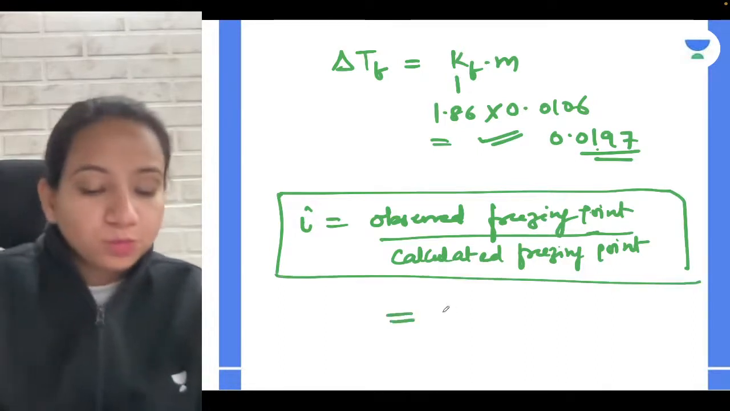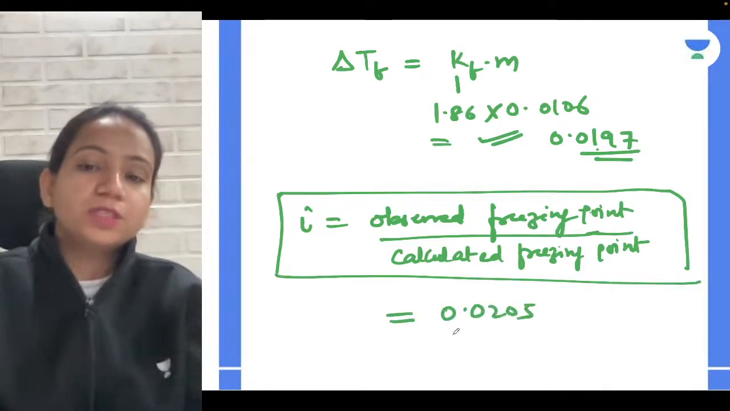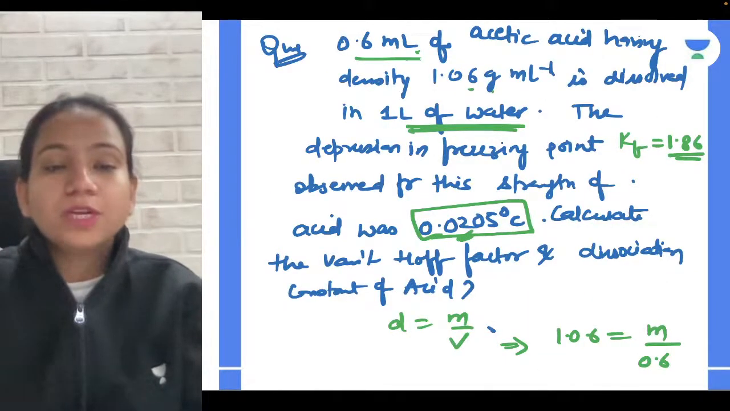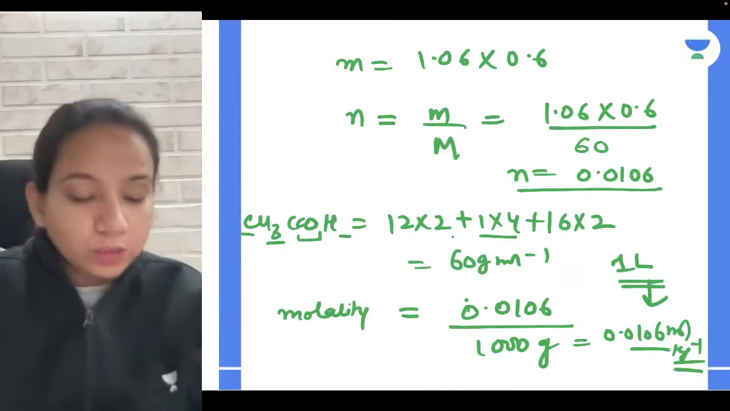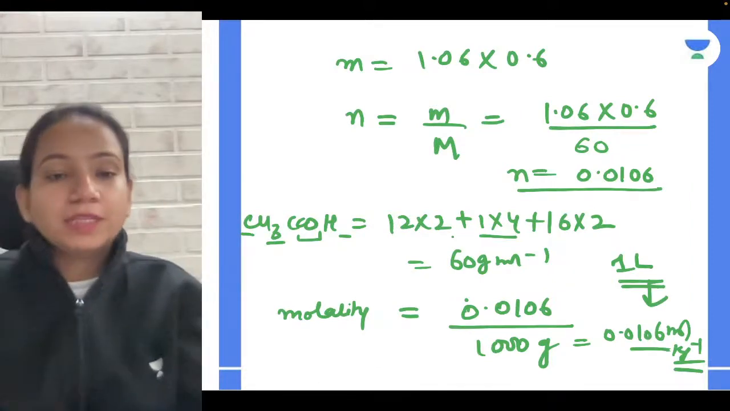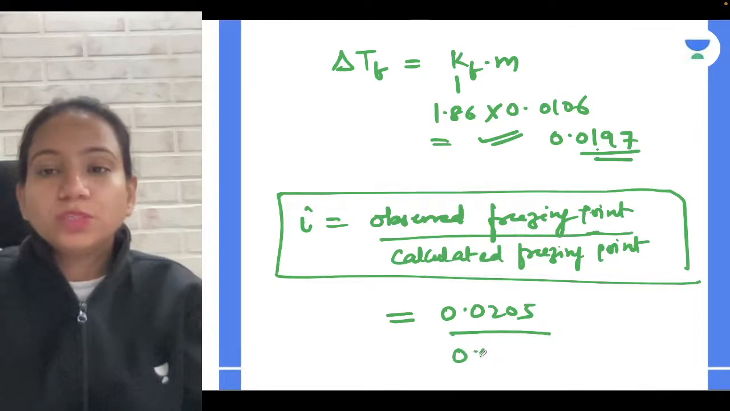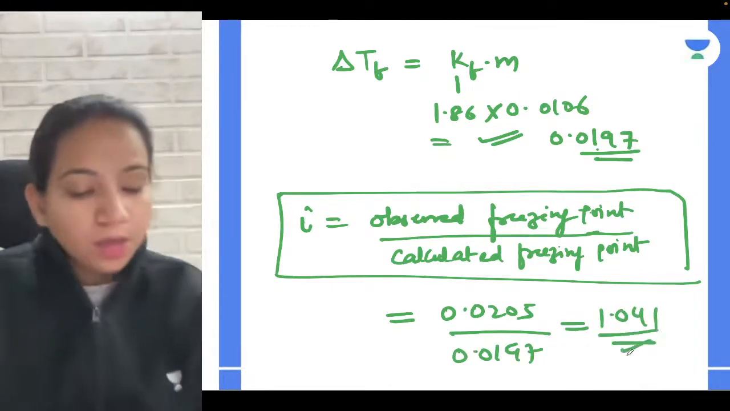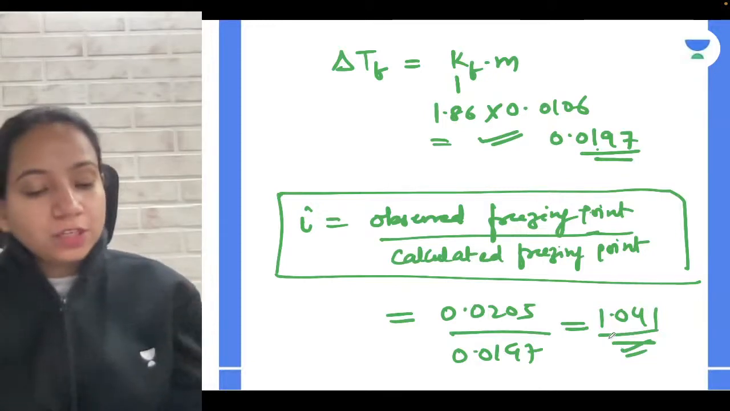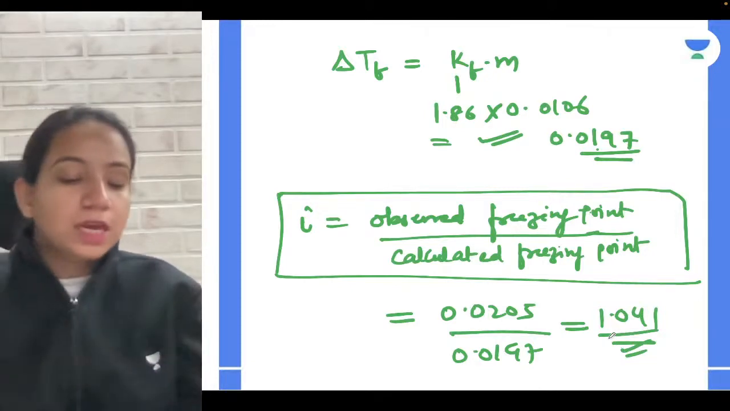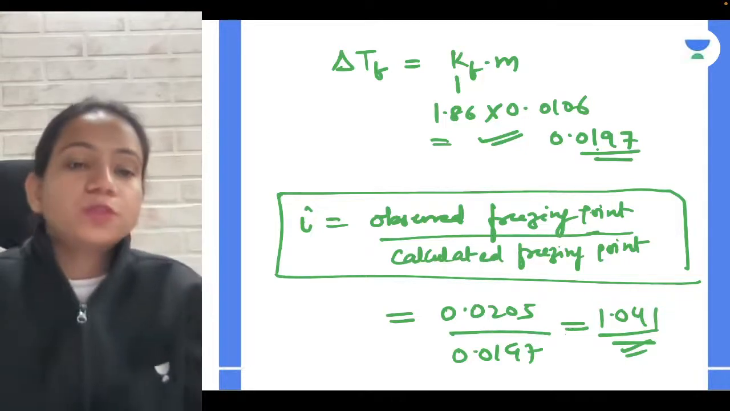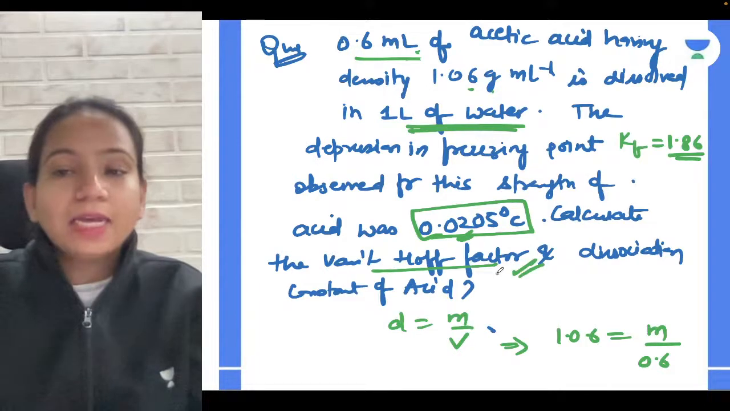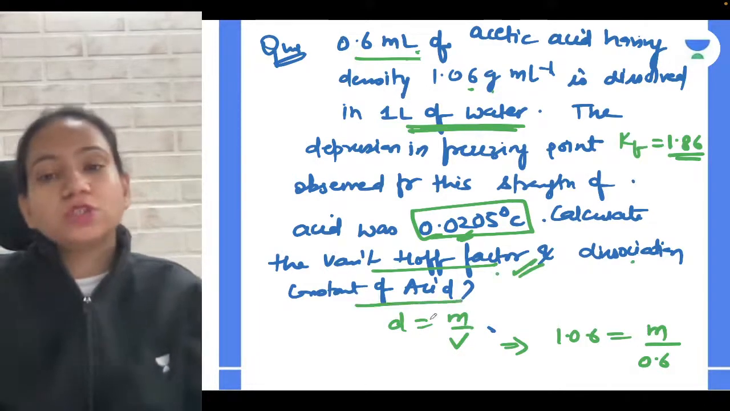So the observed value is given to me, which is 0.0205. In the question it is given, right? Here itself, 0.0205. I have calculated that, which is 0.0197, and I will get the i value, which is 1.041. So it's very simple. If you have got the i value, you can just calculate the degree of dissociation, because what they said is you have to calculate the Van't Hoff factor. I have calculated that i. Now calculate the dissociation constant of the acid.